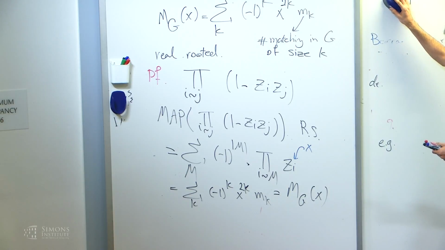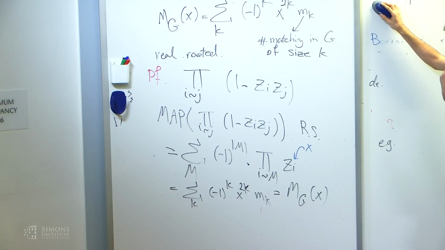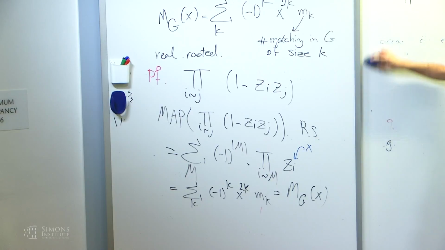No, I think x to the k is okay, because if this is real rooted, it's positive rooted. No, this has negative roots because the coefficients are positive. No, they're not. They're alternating. So this has positive roots.